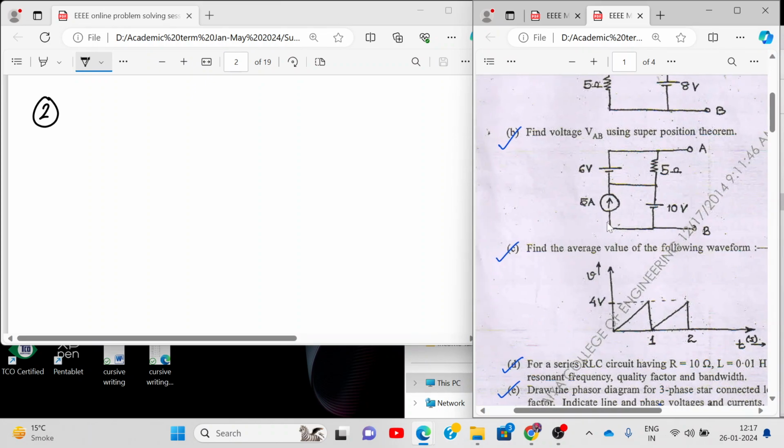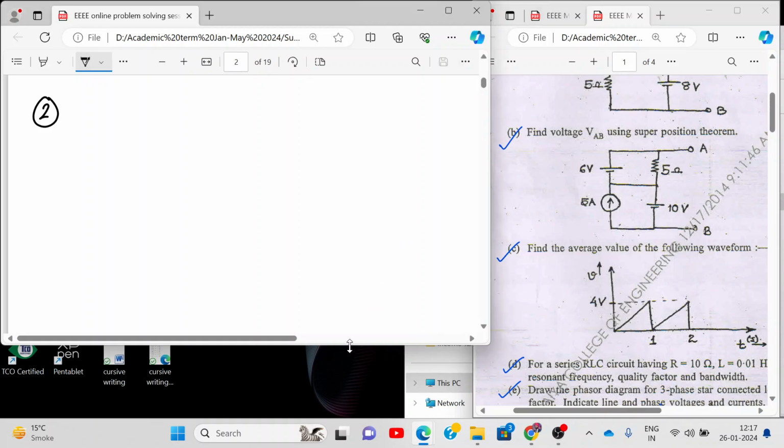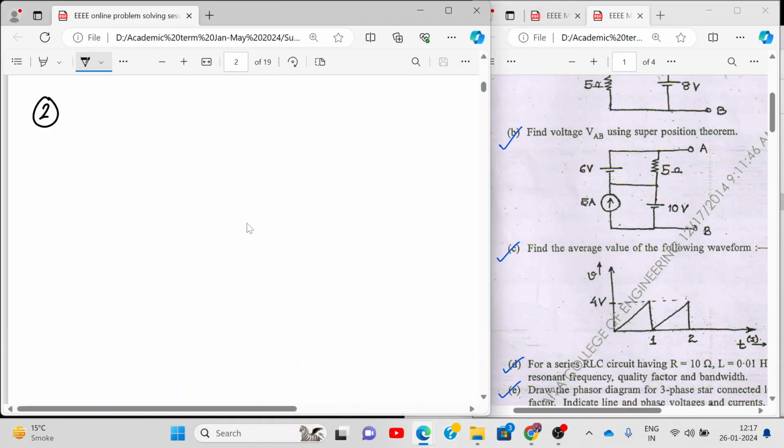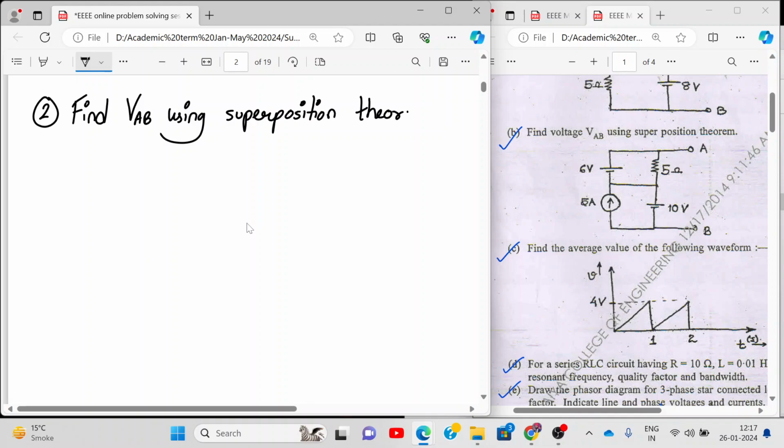Okay, so find VAB using superposition theorem. So we have to find, let me write the question, you all can write the same: VAB using superposition theorem. Alright, let me draw the circuit again for your reference.